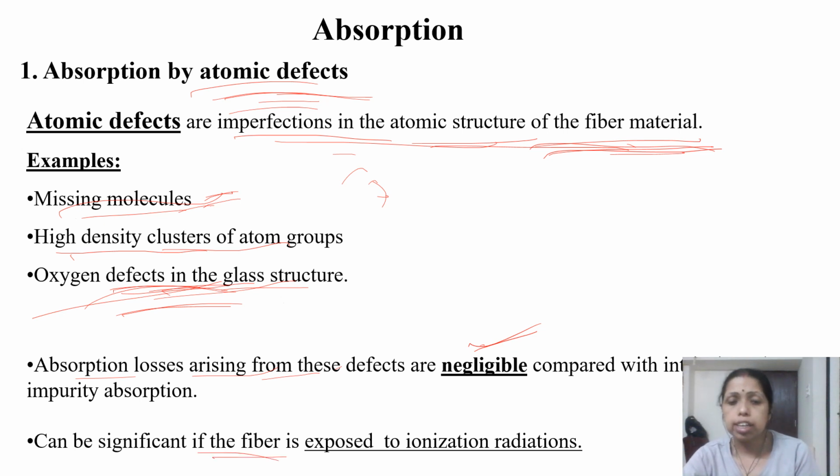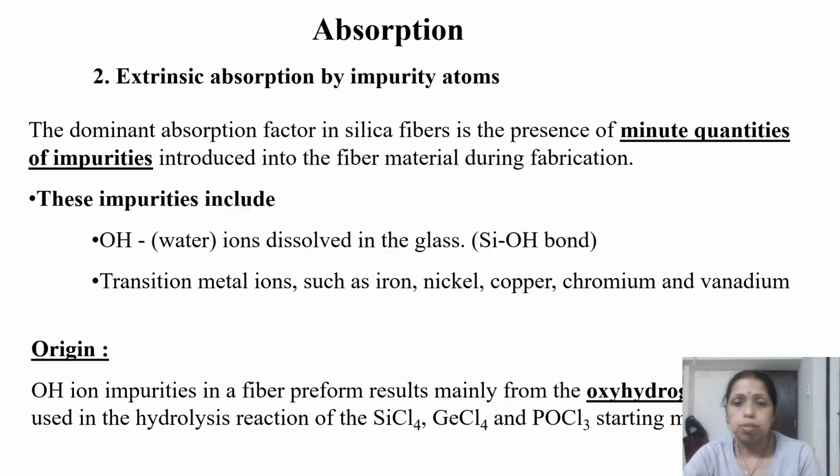So it is significant when you expose the fiber to some process. For some process, if you expose the fiber to ionizing radiation, this absorption is significant. The next is the extrinsic absorption. This is the extrinsic impurity. Extrinsic means normally it's not related to the fiber, right?